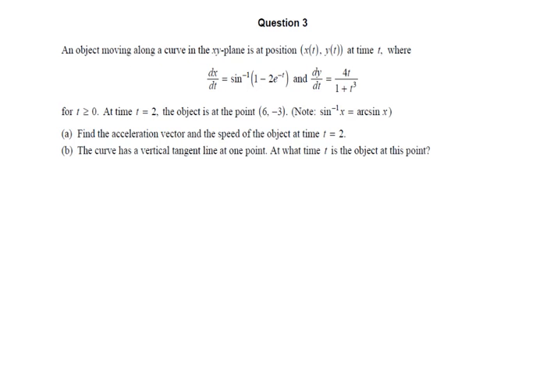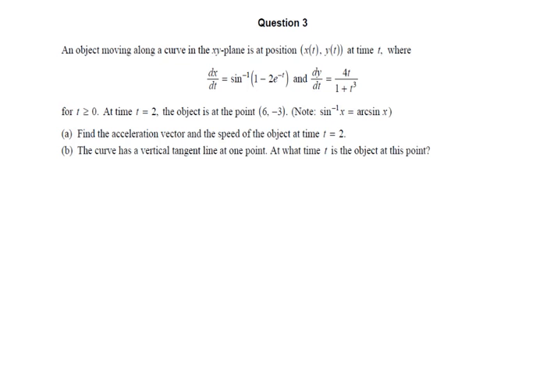2006 BC, question number 3. An object moving along the curve in the xy plane is at position x of t, y of t at time t. And we have dx/dt and dy/dt for time greater than or equal to 0. And we're given the point at time t equals 2, the object is at (6, -3). We want to find the acceleration vector and the speed of the object at time t equals 2.